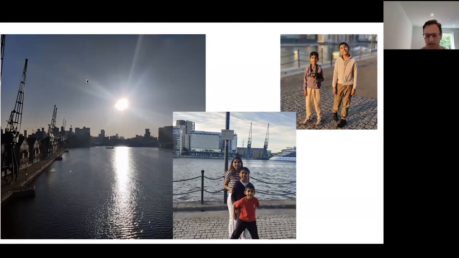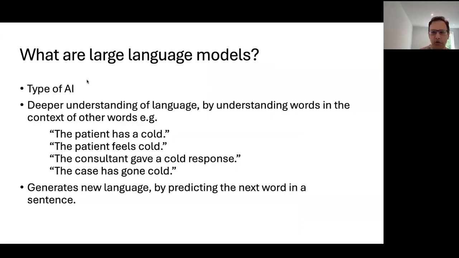GPs, I feel, get a little bit neglected with the development of new technologies. The technology which I want to talk to you about is large language models. These are a type of artificial intelligence that seems to understand language in a deeper sense than what we've seen before. And I've got an example there of a few sentences.